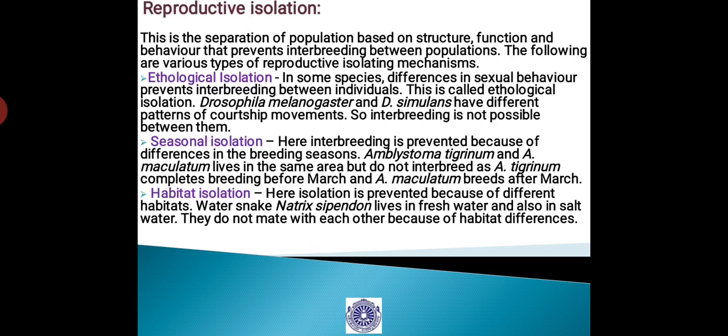Next is habitat isolation. Here interbreeding is prevented because of different habitats. Water snake, for example, that is Natrix, lives in fresh water and also in salt water, and they do not mate with each other because of habitat differences.